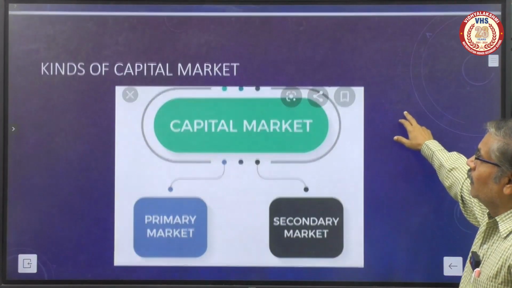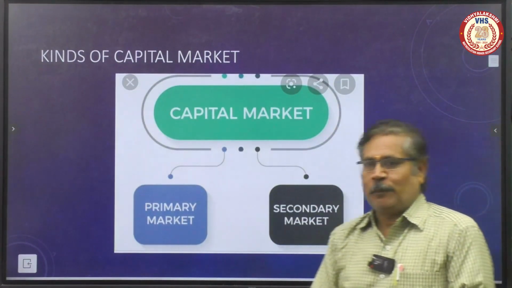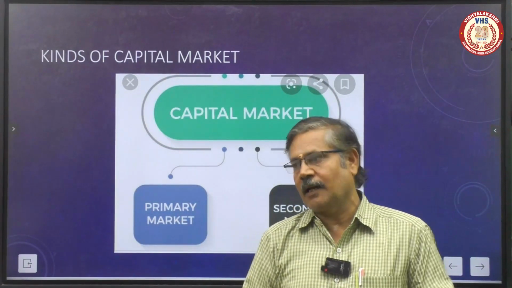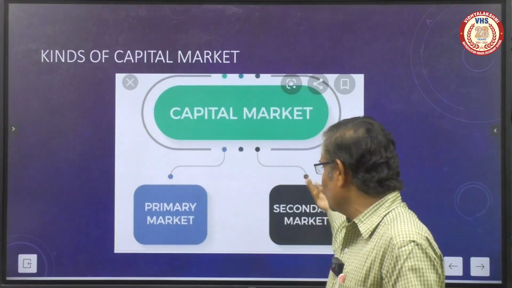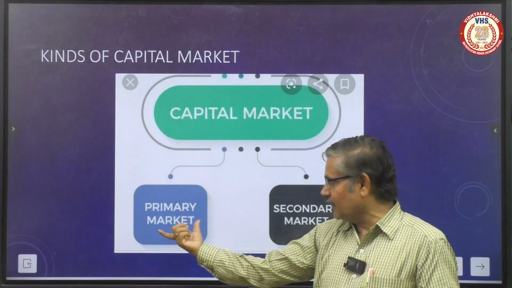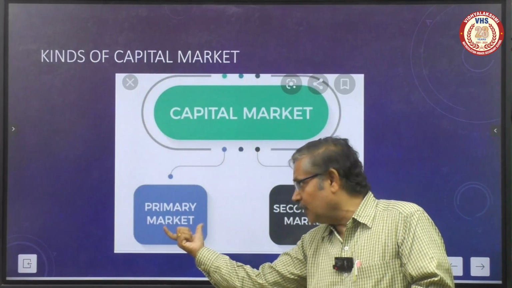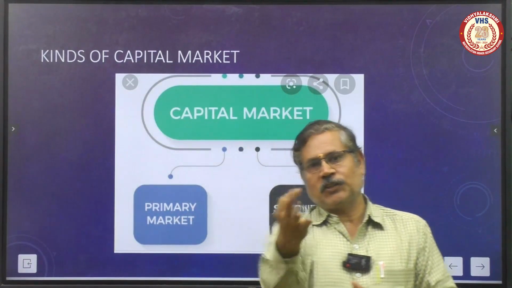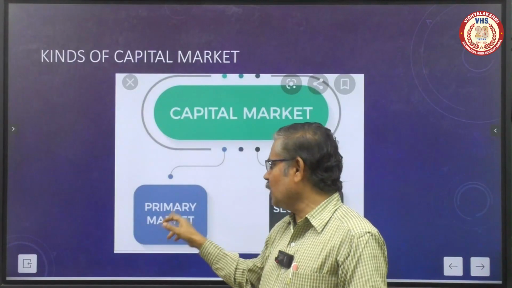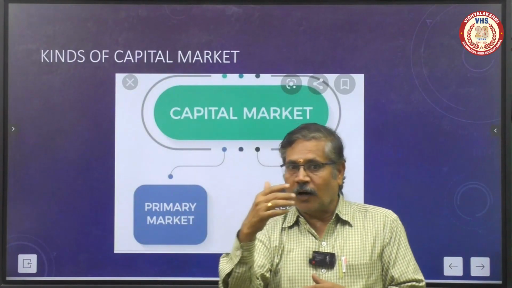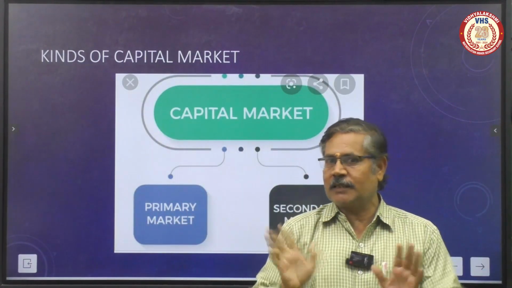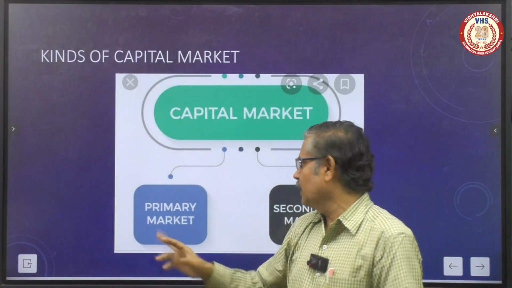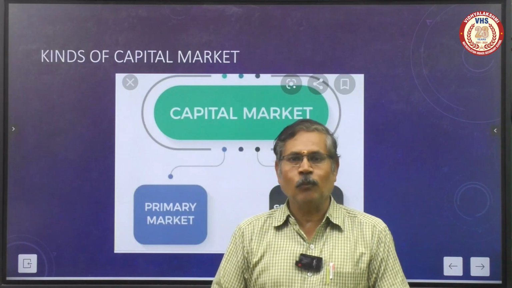Next, we will see the kinds of capital market. In the capital market, there are two categories: one is the primary market, another is the secondary market. See the word very clearly, primary. What is meant by primary? Prime, the first issue of the share, the first time, for new companies, not for existing companies. When a new company issues shares to the public, that is the primary market.